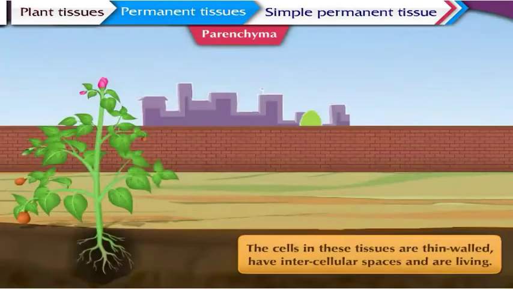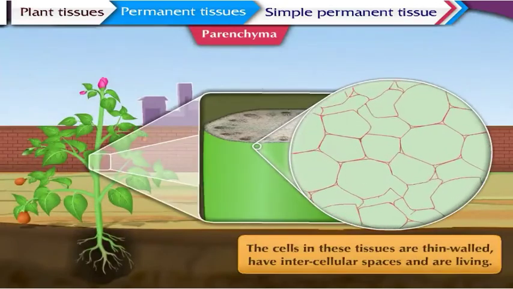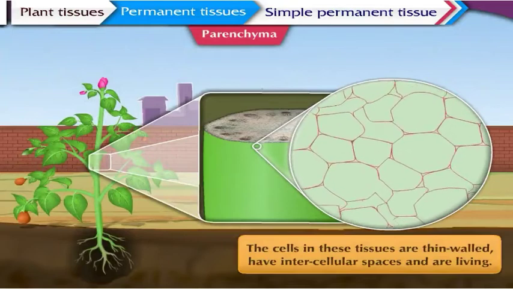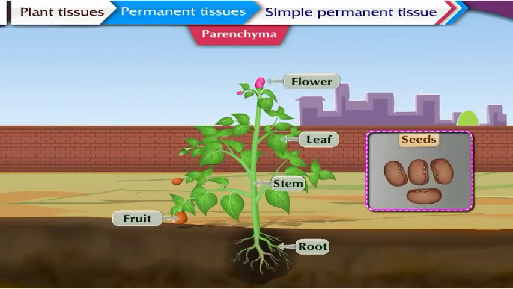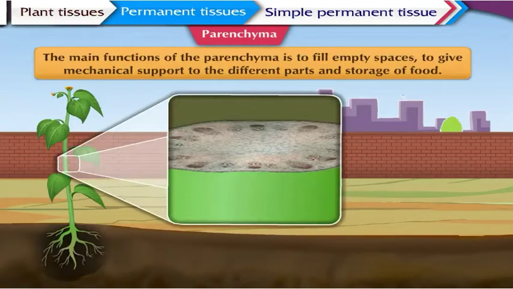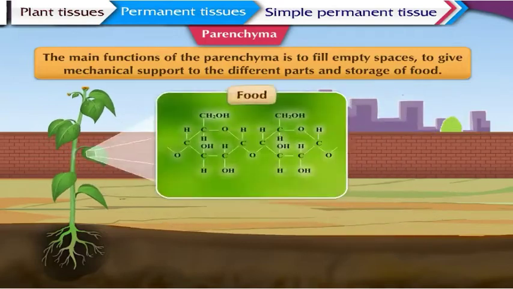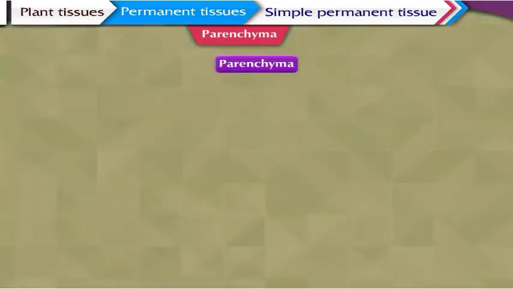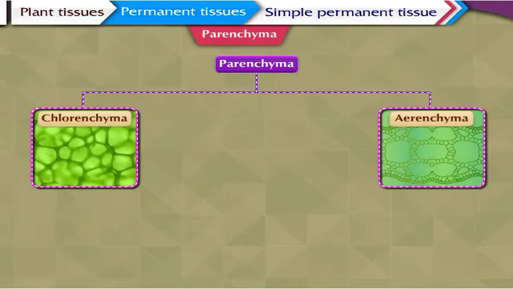Parenchyma. The cells in these tissues are thin-walled, have intercellular spaces, and are living. These cells are present in the different parts of the plant, like the roots, stem, leaves, flowers, fruits, and seeds. The main functions of the parenchyma is to fill empty spaces to give mechanical support to the different parts and storage of food. Parenchyma are classified into two types: chlorenchyma and arenchyma.